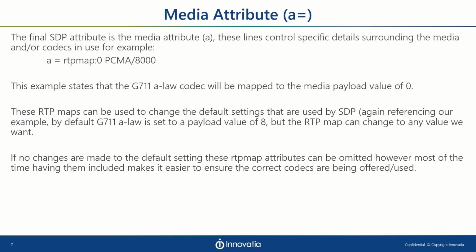Now, going back to our codec discussion for just a moment, if you are not going to change any of the default mappings, so if you're going to use 8 for G711 A-law, 0 for G711 mu-law, 18 for G729, and those mappings are fine for you, you do not have to include any rtpmap values inside of your message body or specifically with your SDP. However, for readability and ease of confirming whether or not the appropriate codecs are being offered, it is a good idea to include them even if they're not required.